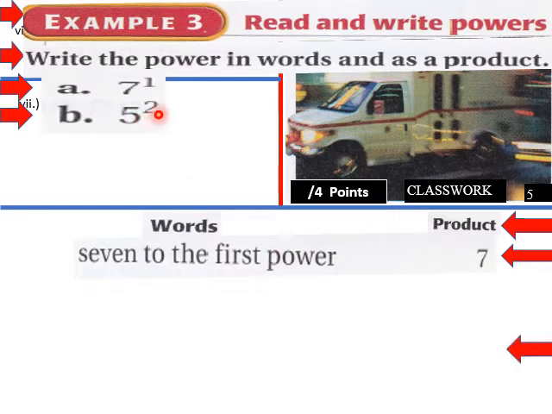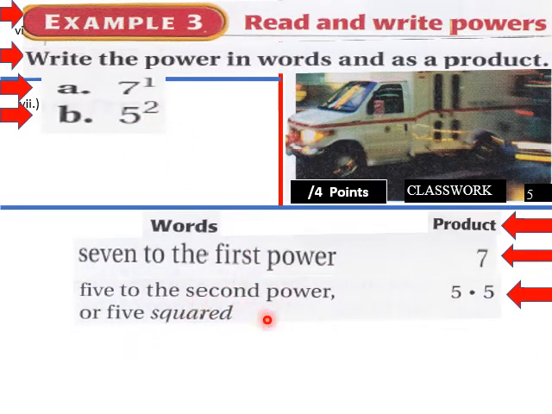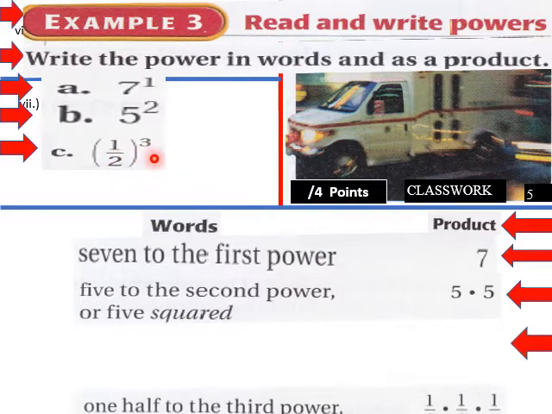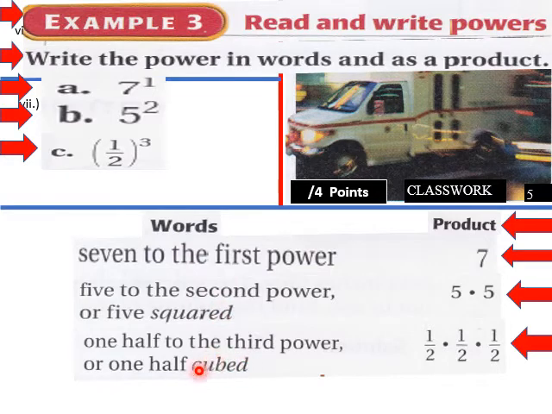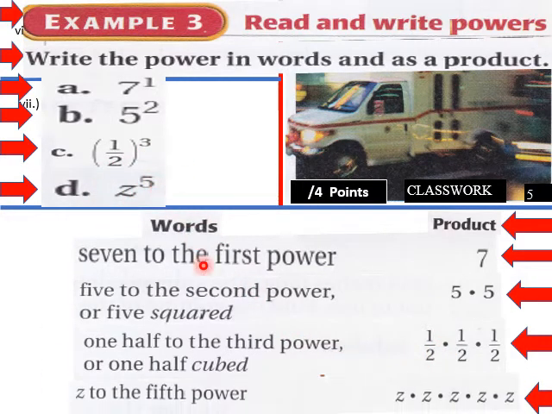And then B would be 5 to the 2nd power. So 5 to the 2nd power, or 5 squared, will be 5 times 5, which would be what, students? It would be 25, right? And then we have 1/2 to the 3rd power. So in words, it would be 1/2 to the 3rd power, or 1/2 cubed. Another way of saying to the 3rd power will be cubed. So it would be 1/2 times 1/2 times 1/2, which would be what, students? Be 1/8. And then z to the 5th power would be, in words, z to the 5th power. Z times z times z times z times z. So that would be how that would be expressed as a product.